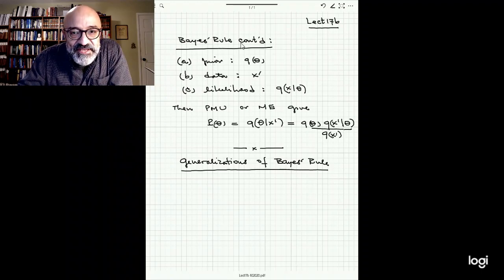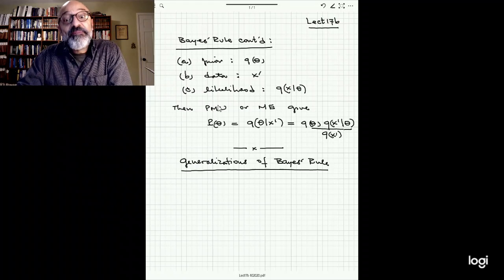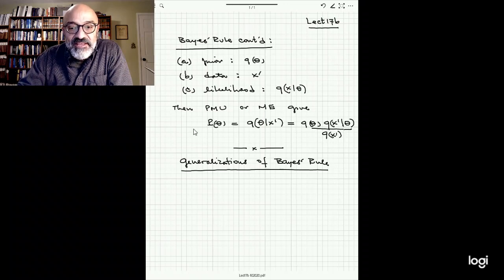Okay, so where did Bayes' rule come from? We had information in the form of a prior distribution, information in the form of data, and information in the form of the relation between the x's and the thetas, and that was given by the likelihood function. So whether you just use the principle of minimal updating directly, or you use the principle of minimal updating as implemented by the ME method, you still get the same rule. The posterior is going to be given by Bayes' theorem.